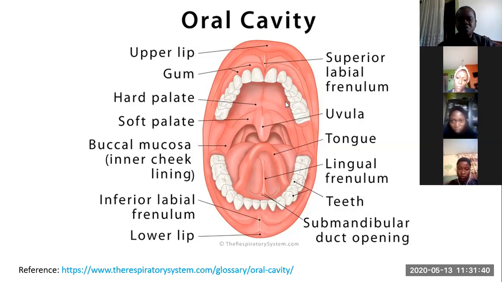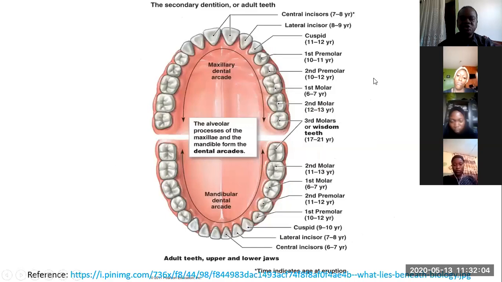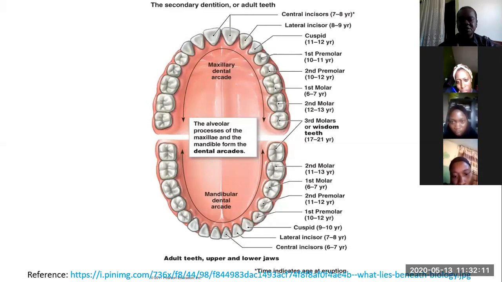So that is the mouth of a human being for you, with all the teeth as they are arranged. When you open your mouth, this is what you will see, or through a mirror, or somebody else will see. That is how the mouth looks. This is showing you the teeth, the different types of teeth, and the different years of eruption.